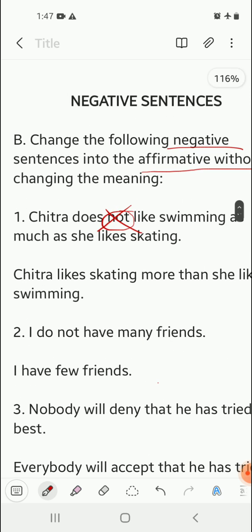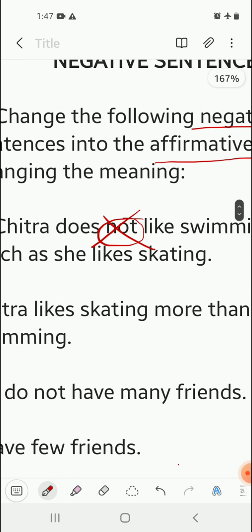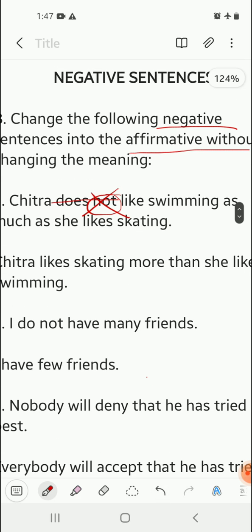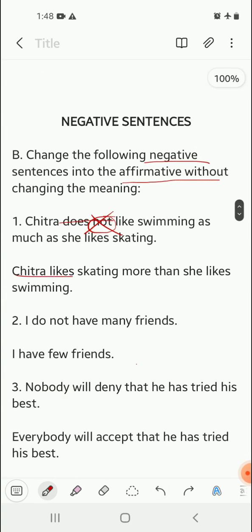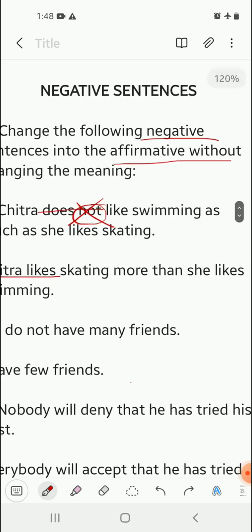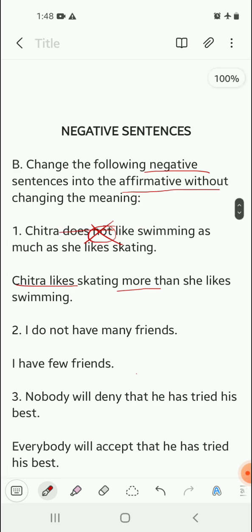So Chitra "like" will become "likes" because here there was "does" used. So that is why here "like" is written. But if we are removing this "does not", then we will add an "s" here. So that is why Chitra likes. Now the question says that Chitra does not like swimming as much as she likes skating, which means that she likes skating more than she likes swimming. So we are going to write Chitra likes skating more than she likes swimming.